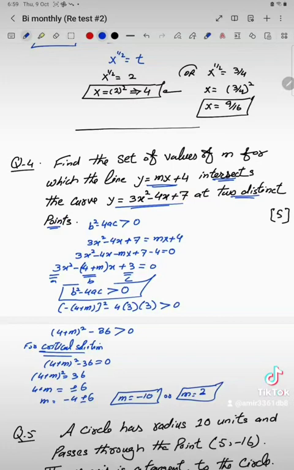But this is not my final answer. I need to find the inequalities. So we know this is a quadratic, or you can apply number lines. Minus 10, and here suppose this is 2, the curve will be like this. It's 2.